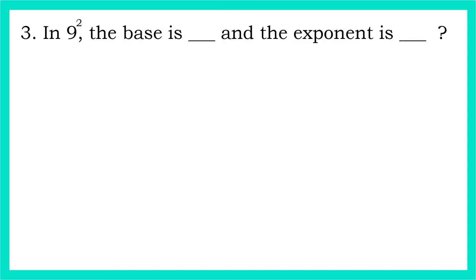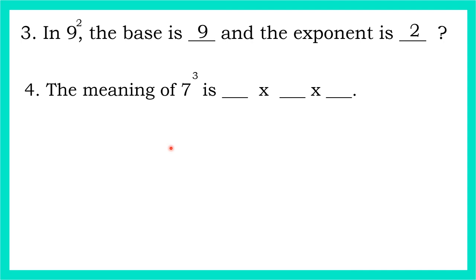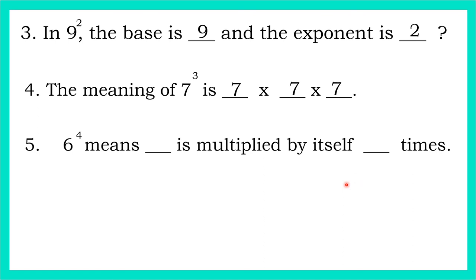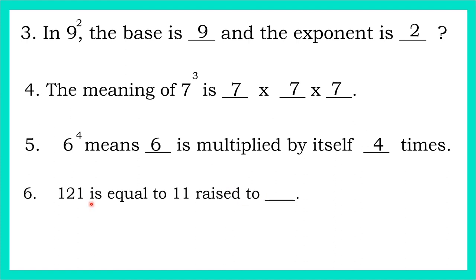Alright, in this case, we have it. 9 squared. So the base is 9, diba? And then the exponent is 2. Yan. And then, the meaning of 7 cubed, dahil cube, tatlong beses, edi, i-multiply natin ang 7 ng tatlong beses. Yun lang ibig sabihin nun. And then this one, 6 raised to 4 means 6 is multiplied by itself 4 times. Diba?